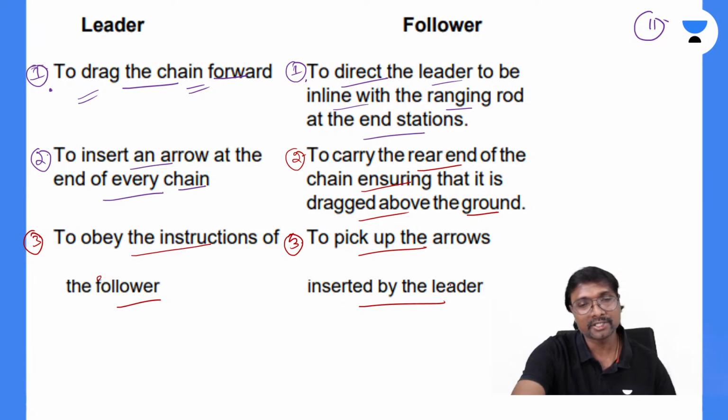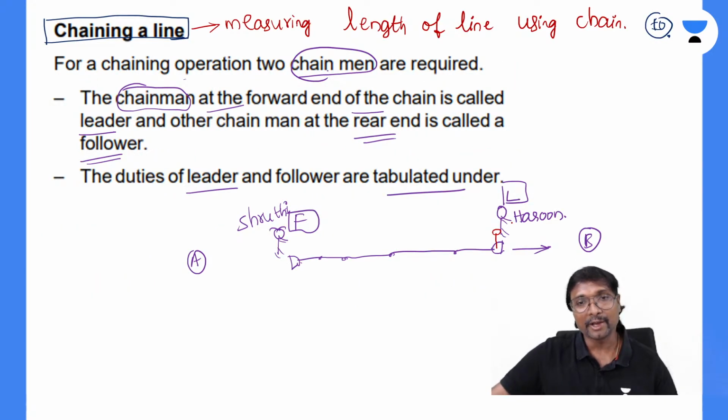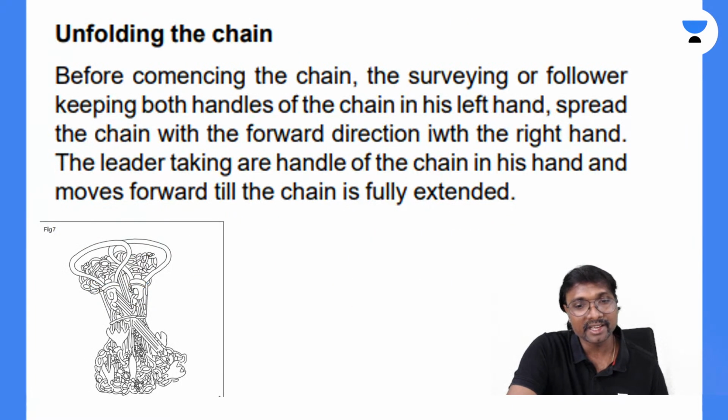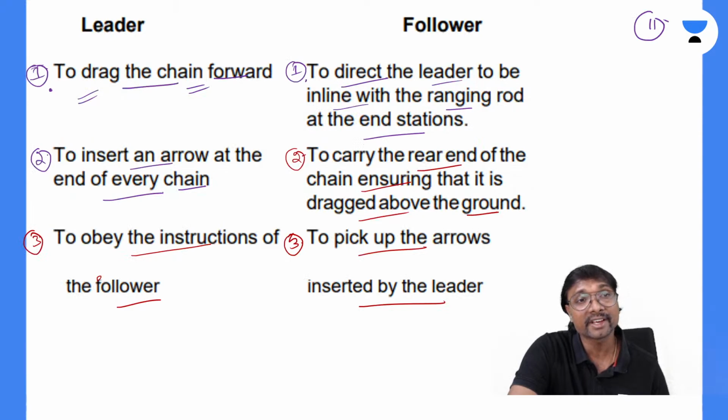So what happens if you observe this? Harun will be inserting the arrows. After the end reaches the arrow, she will keep the first end of the chain at that place, and the leader Harun will be at some other place, and she will be picking up one arrow. So how many chains are done is counted by the follower Shruti only. These are the duties of the leader and the follower.